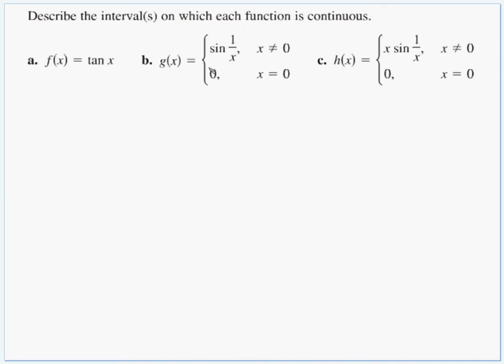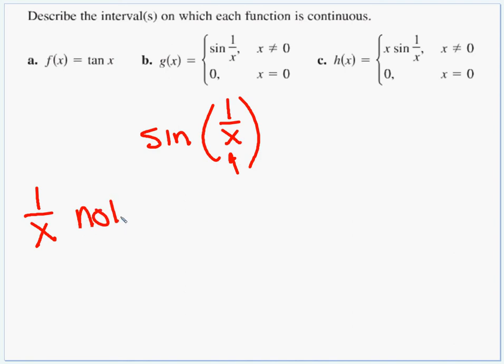Now letter B, we've got a piecewise function here. At 0, our function value is 0. And then we've got the sine of 1 over x if x is not equal to 0. So I'm going to take this into some chunks. The inside function here is 1 over x. 1 over x is not continuous at x equals 0.